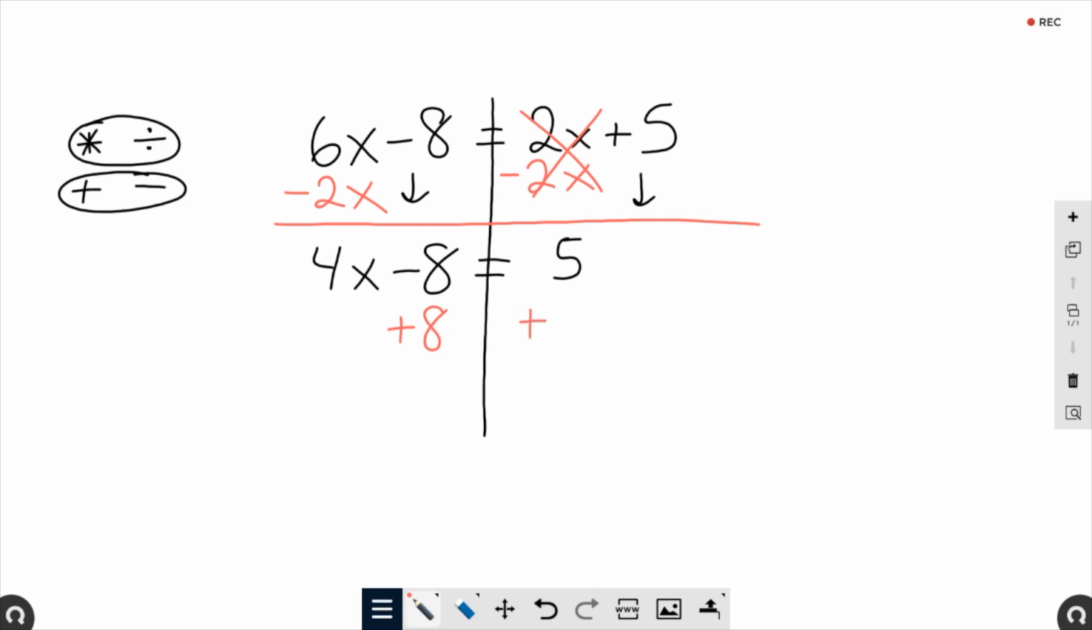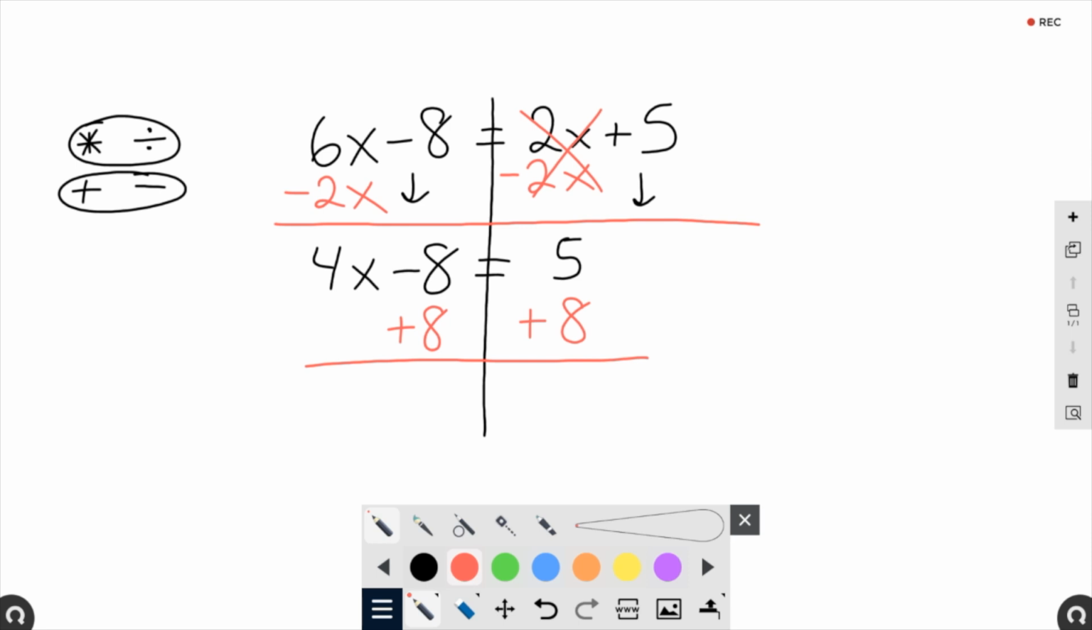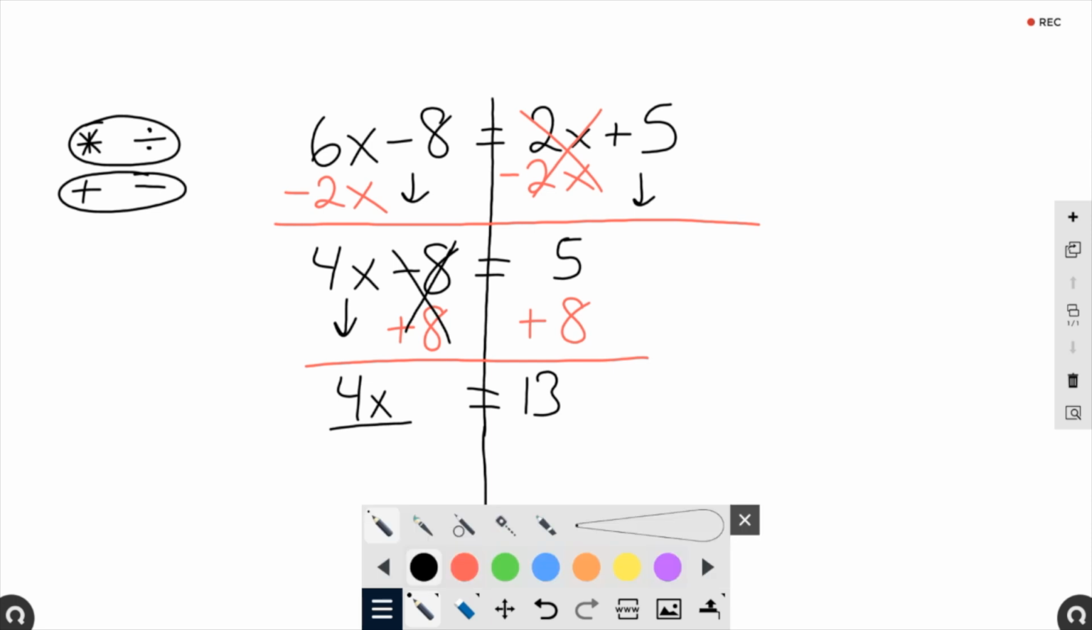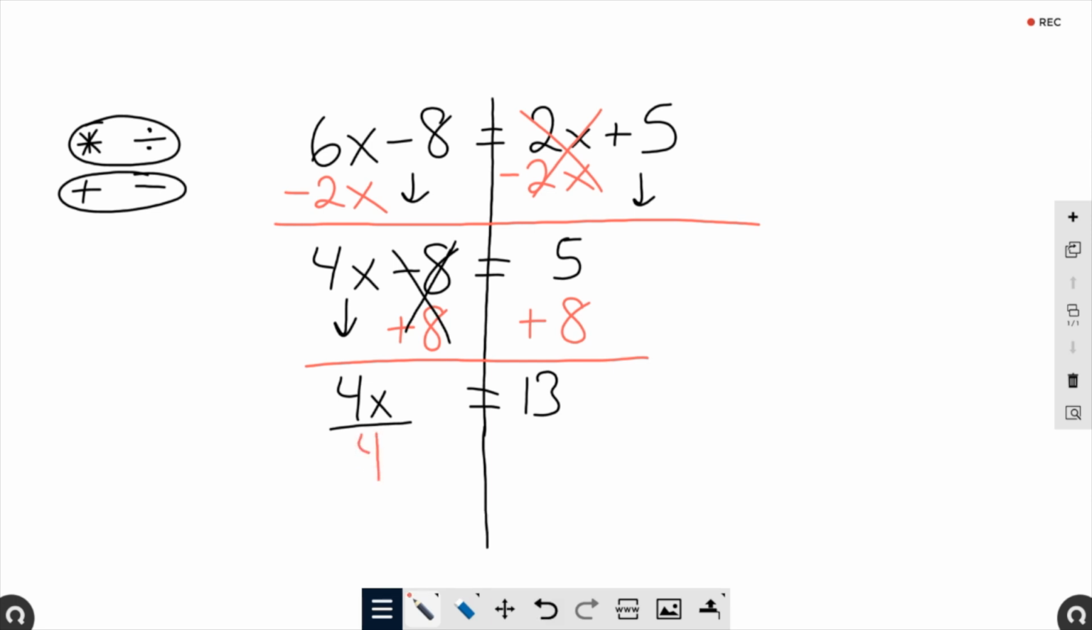What I do to one side, I need to do to the other. My 8's cancel out, leaving me on the left side 4x equals 5 plus 8, which is 13. Now my next step is to divide by 4, or I do the inverse of multiplying by 4 because it's 4 times x. The inverse of multiplying by 4 would be dividing by 4. And what I do to one side, I must do to the other.